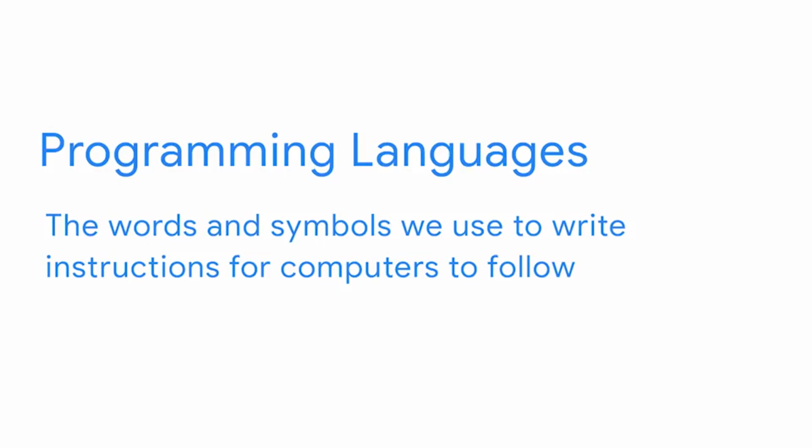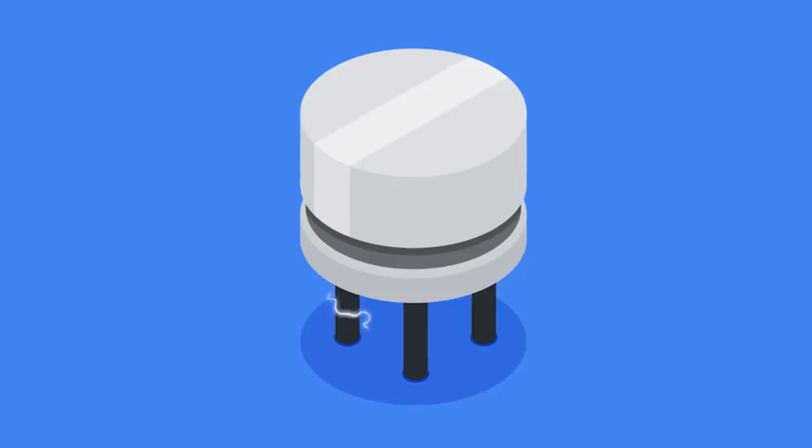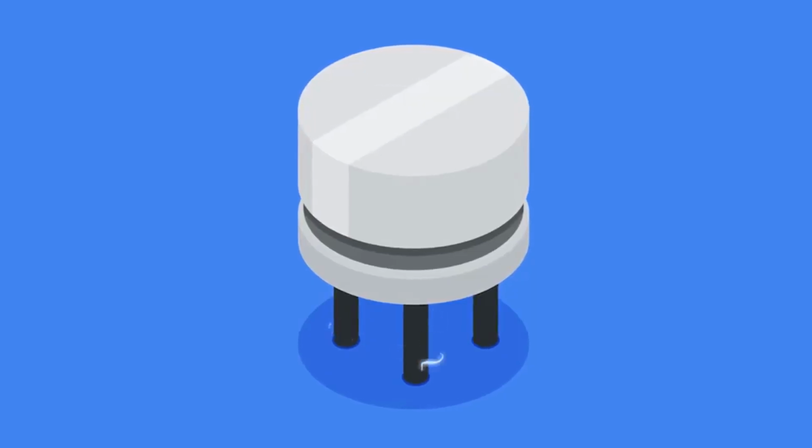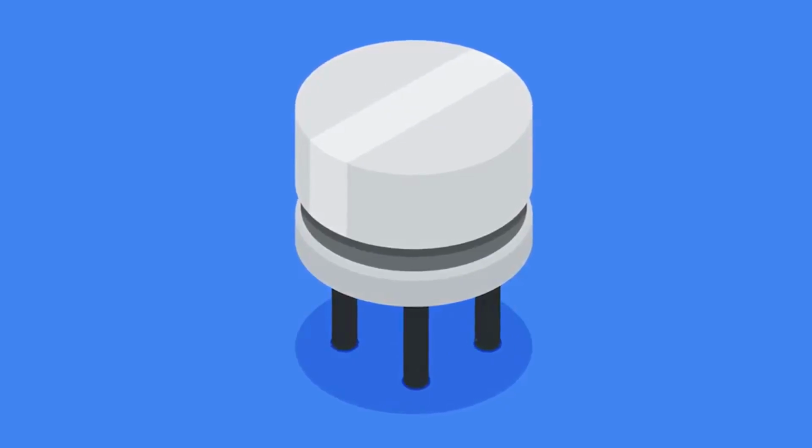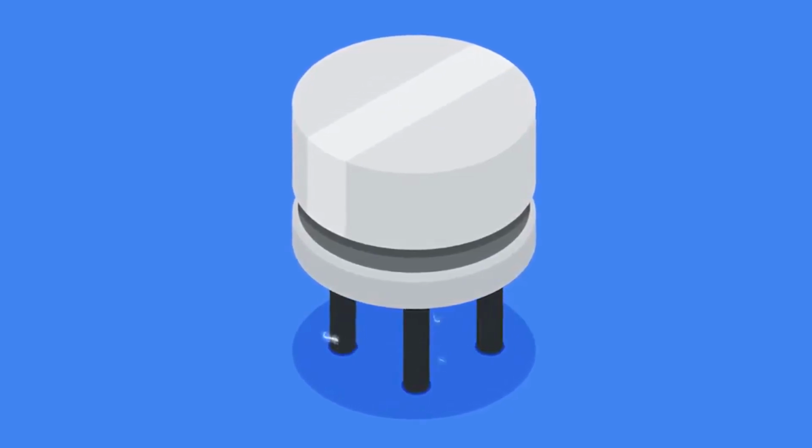Programming languages originated with the development of electronic computers. They were, and still are, the words and symbols that we use to write instructions for computers to follow. Communicating with a computer ultimately relies on computer hardware. A transistor is the most fundamental component of the computer because it controls the flow of electricity through a circuit.